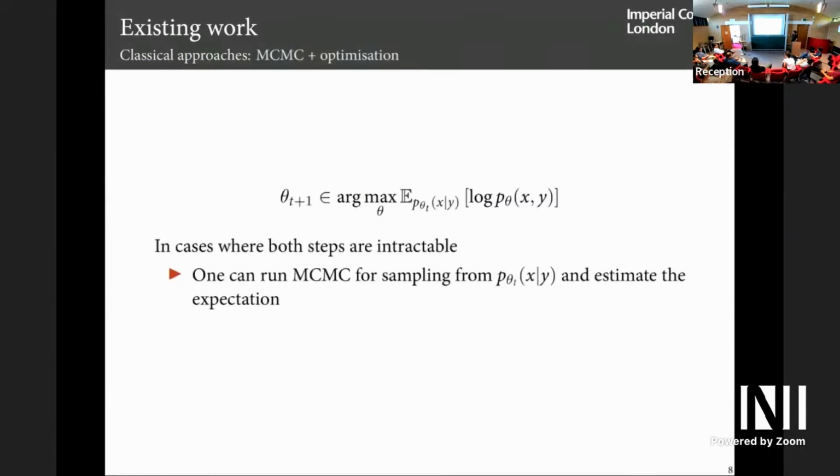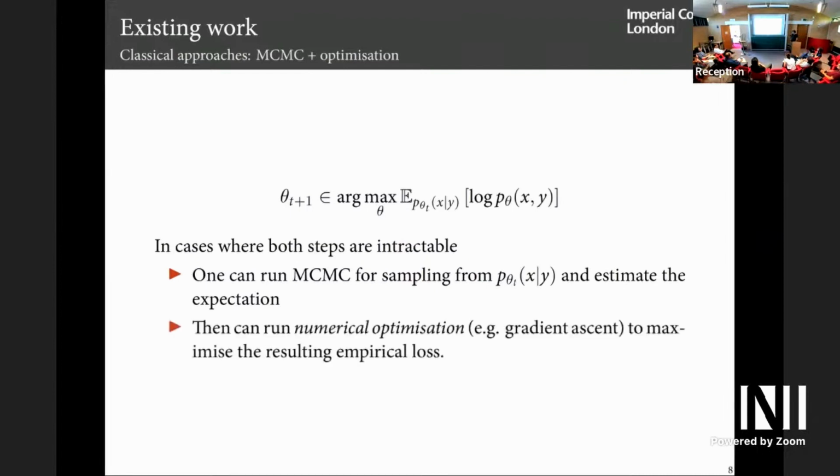Okay, so what do people do to solve this problem? They run an MCMC chain, so they get theta t, right? And they fix theta t and they need samples from this posterior. They run an MCMC chain for the E step, right? They run it for a while, they get some samples after convergence, or after some burn-in steps. And then they run numerical optimization. For example, they take a gradient of the resulting loss with samples plugged in here, and then they take a gradient step or two, depending on what you can do, right?